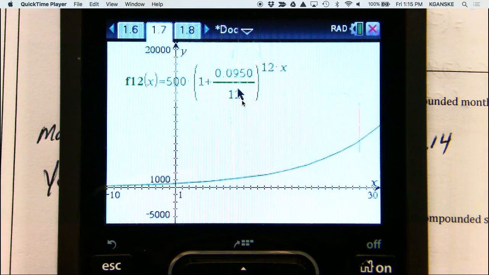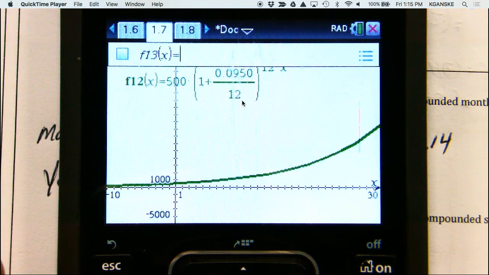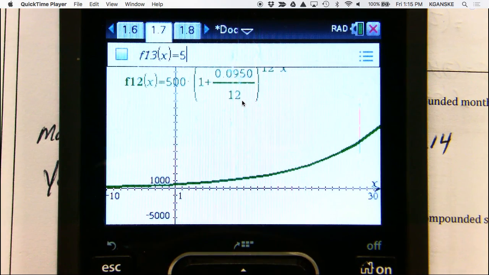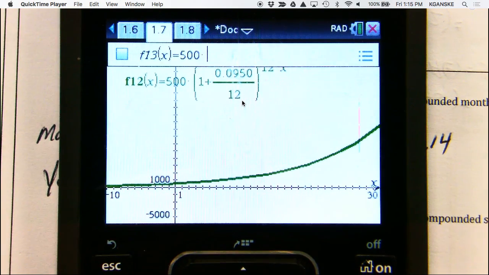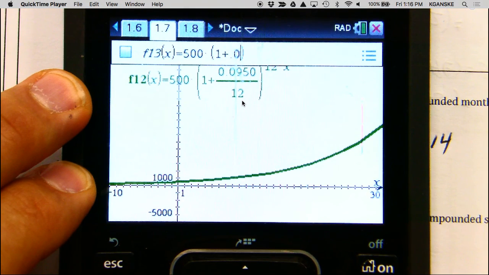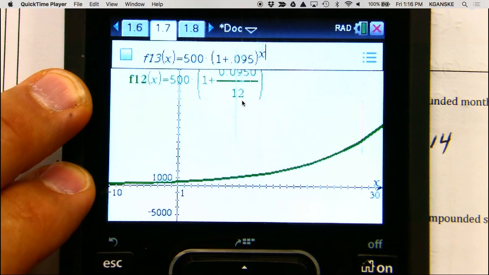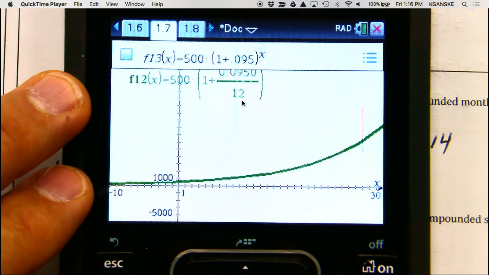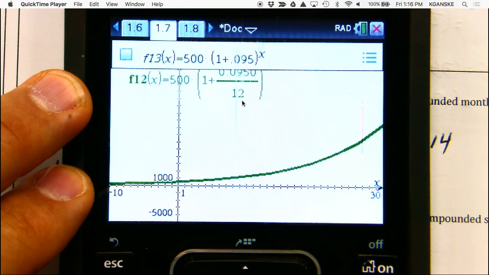Let's take a look. You think big? Let's see. Let's go 500 times 1 plus 0.095 all to the x, right? Is it going to be on the same screen? Let's try it like that. No, you don't think so? Let's try. I'm going to push enter and see what happens.